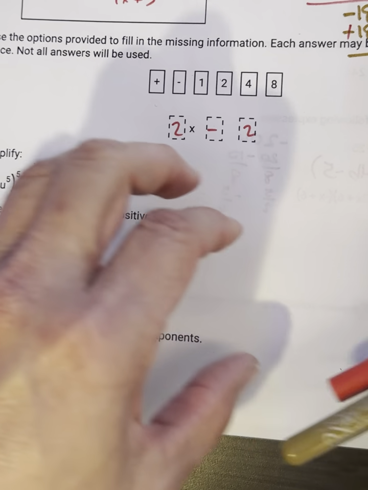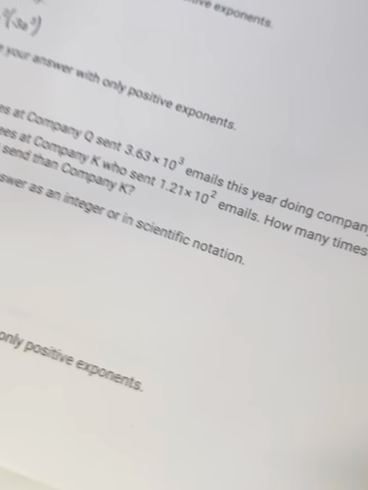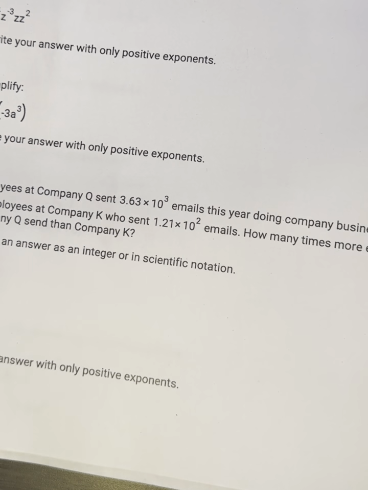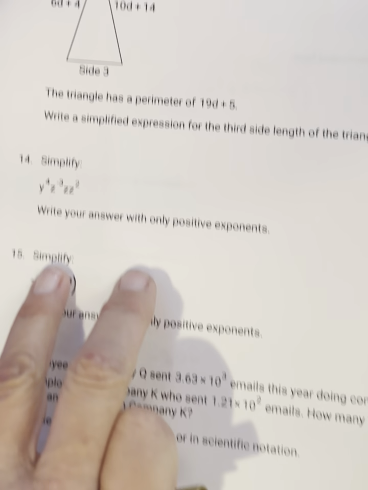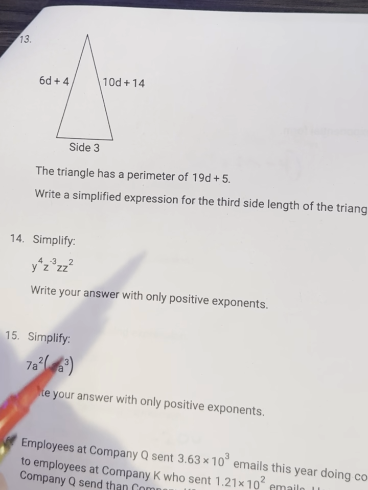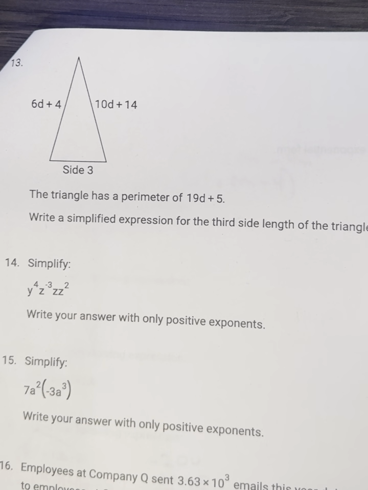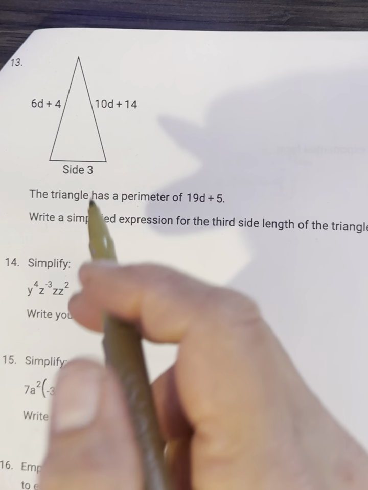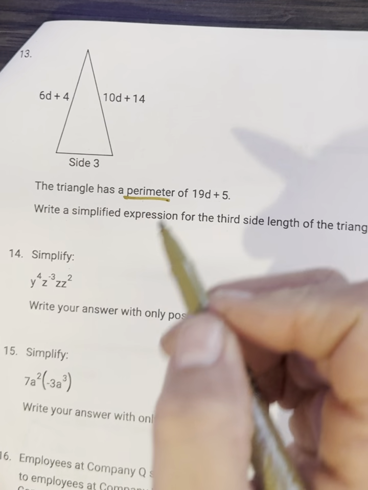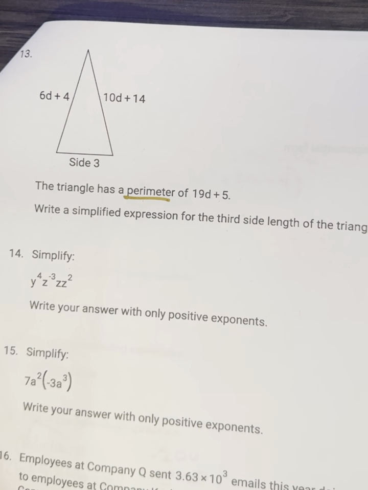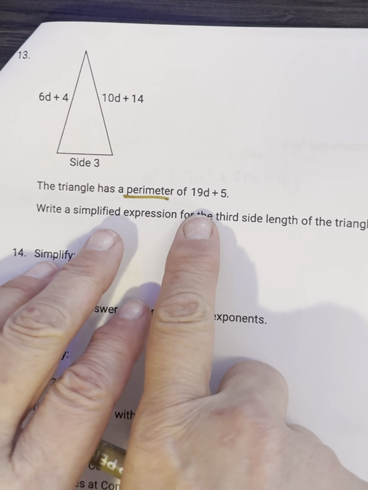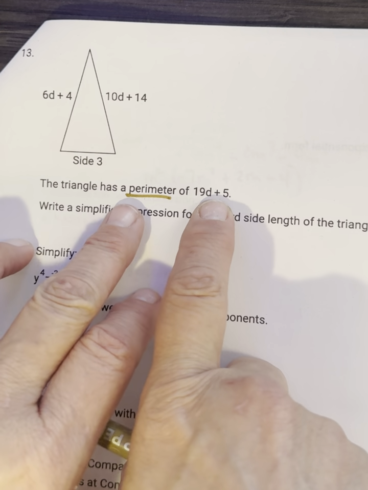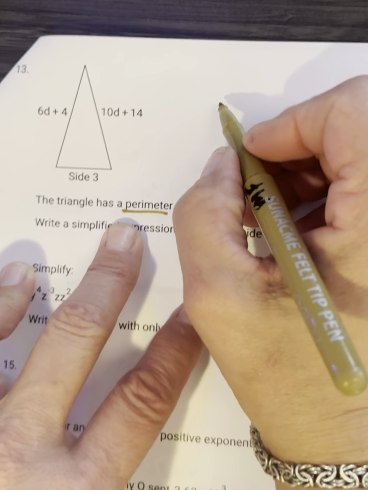And then the rest of the problems are the new unit except for problem 18. Problem 18 is adding or subtracting monomials or binomials or trinomials. So this is a triangle. You're given the perimeter. So if you're given 2 out of the 3 sides, you're going to subtract the 2 from the perimeter. So start by writing the perimeter down.